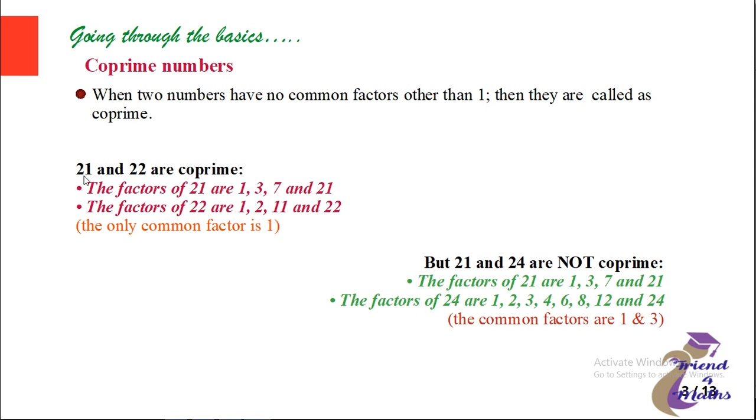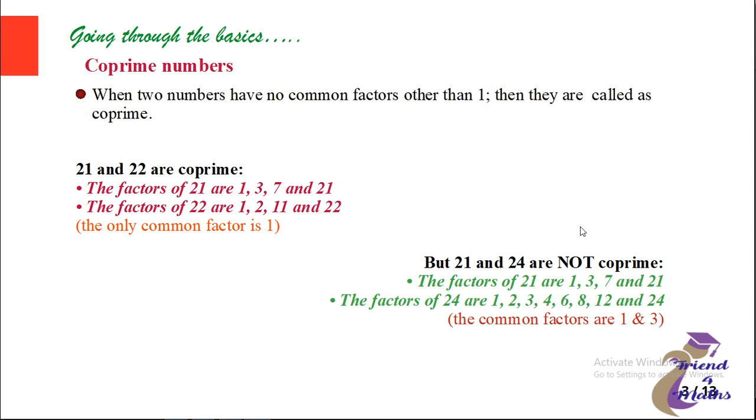We can take an example, 21 and 22. The factors of 21 are 1, 3, 7 and 21, and the factors of 22 are 1, 2, 11 and 22. Look at their common factors. Here the number 1 is a common factor, but there are no other common factors. Then we can say that 21 and 22 are co-prime to each other.